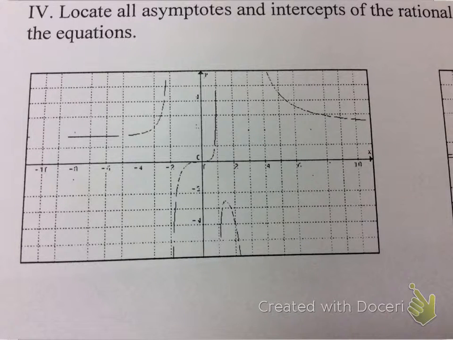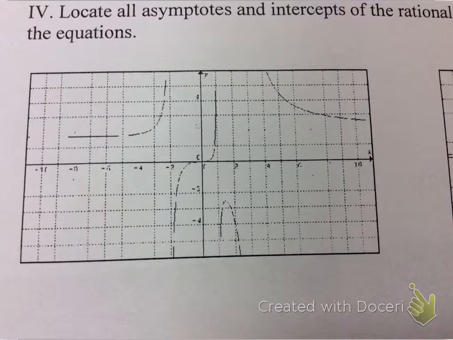Okay, this is the worksheet from 145 on rational functions, the second part of section 1.6. We didn't get to the last two items in the worksheet, so I'm going to record a video here. The question was to locate all the asymptotes and intercepts of the rational function and then find the equations.